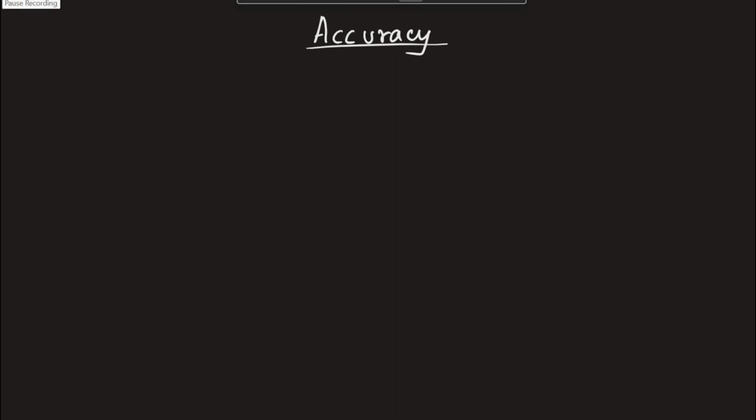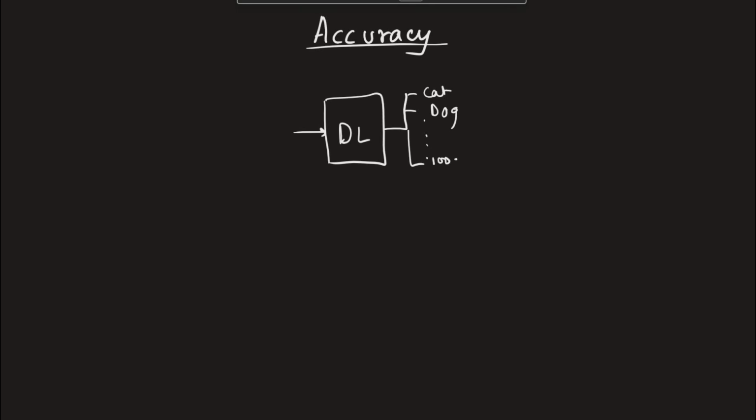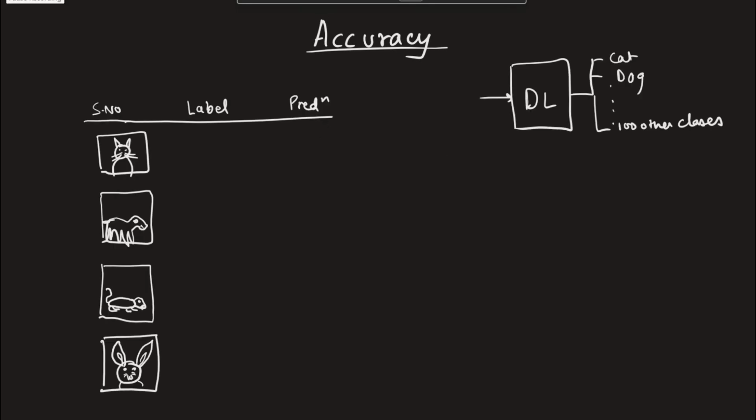So today we are going to see what is accuracy in image classification. Suppose we have a deep learning model which can classify our image and tell us whether it is a cat or a dog or, let's say, 100 other classes. And then let us say that we have these 4 samples, sample 1, sample 2, 3 and 4.